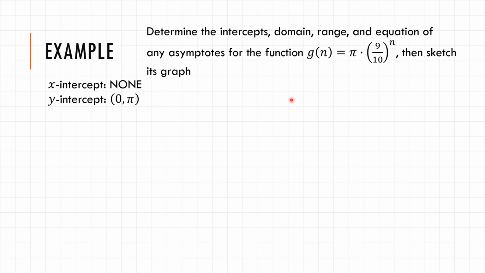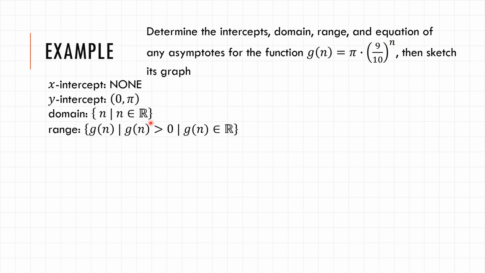The domain of this is like any exponential function, any real number, so n can be any real number. And the range is g of n such that it is greater than 0, but it can be any real number greater than 0, including irrational numbers like we see here. Every exponential function has an asymptote at y equals 0. And when we look at the growth factor, it's actually a decaying factor because it's less than 1. Right? 9 over 10 is like 0.9, and that's a number that's smaller than 1. So the function will be decaying. In other words, it'll be decreasing.